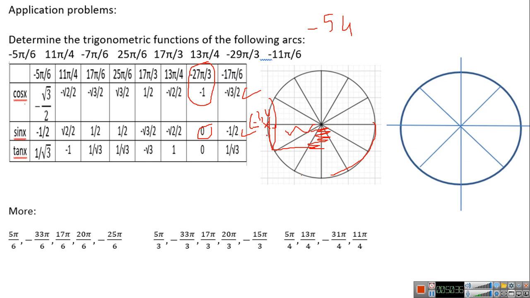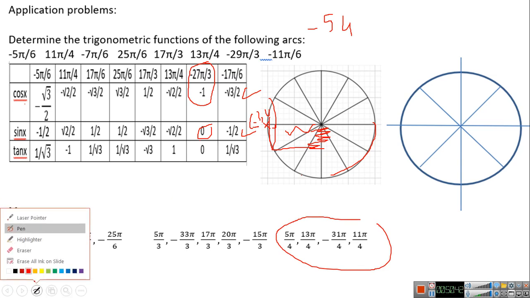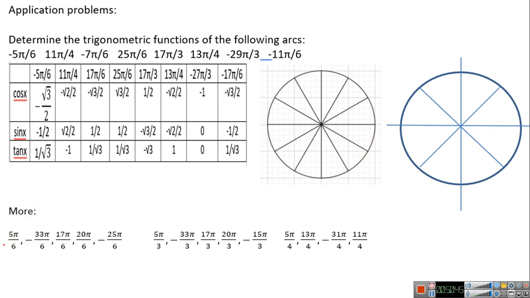So let us do more problems here, applications, and I will leave pi over 4 till the end. So let me do this problem. If you want to do 5 pi over 6, 1, 2, 3, 4, this is 5 pi over 6. The cosine of 5 pi over 6, the cosine is the biggest distance, radical 3 over 2, but negative.